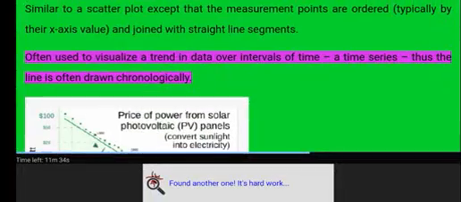Similar to a scatter plot except that the measurement points are ordered, typically by their x-axis value, and joined with straight line segments. Often used to visualize a trend in data over intervals of time, a time series, thus the line is often drawn chronologically.